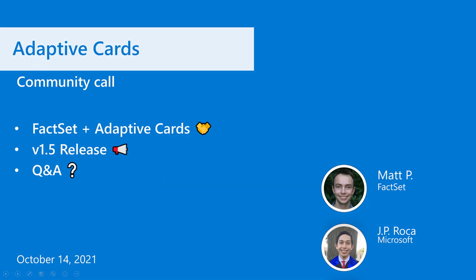Welcome everyone to the Adaptive Cards community call. In this call, we're welcoming FactSet, which is going to give us an amazing demo for how they're leveraging adaptive cards for their company. After that, we will talk about our version 1.5 release, and then we can move over to some Q&A. Without further ado, I'll hand it over to Matt to share the presentation about FactSet.